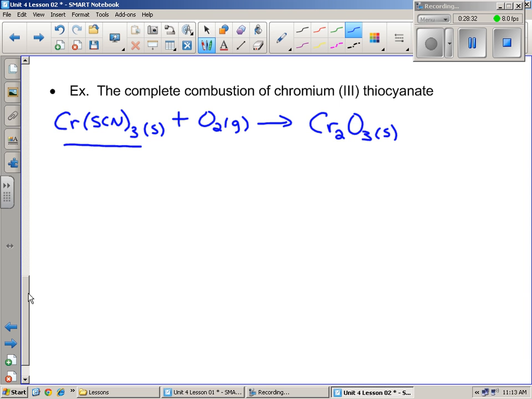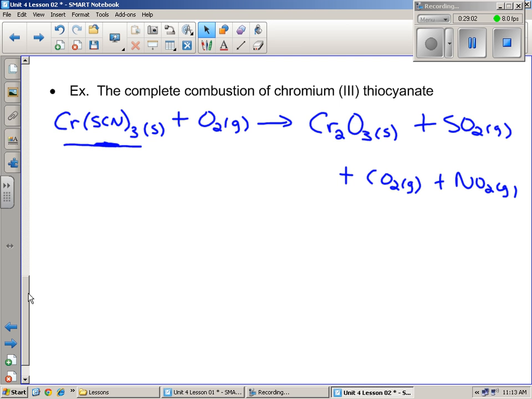Okay? Sulfur, we know, gives me sulfur dioxide. Carbon, here, gives me carbon dioxide. And nitrogen here gives me NO2 here. Okay? Those are all your products of combustion in this case.